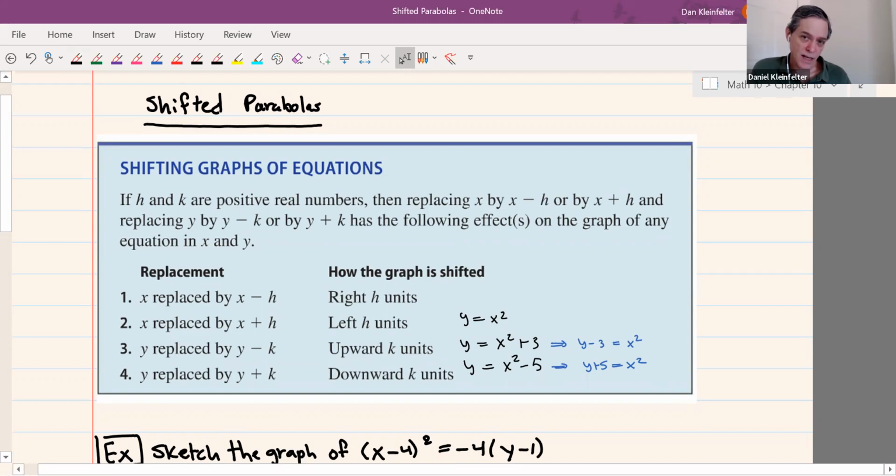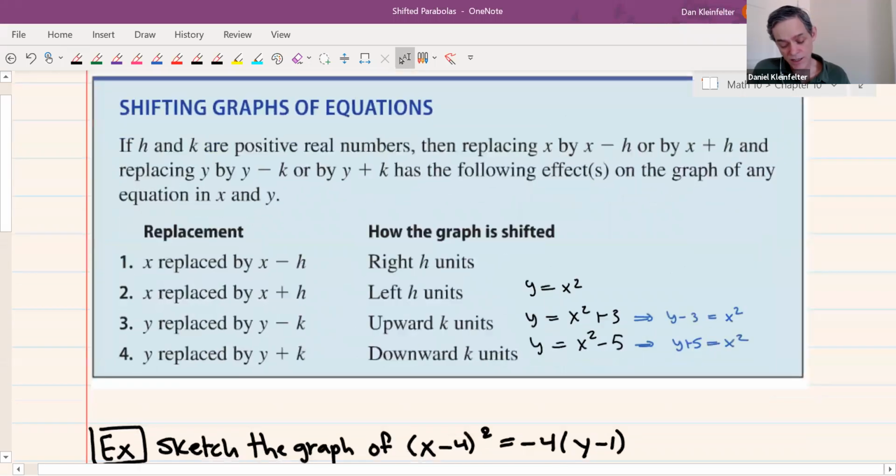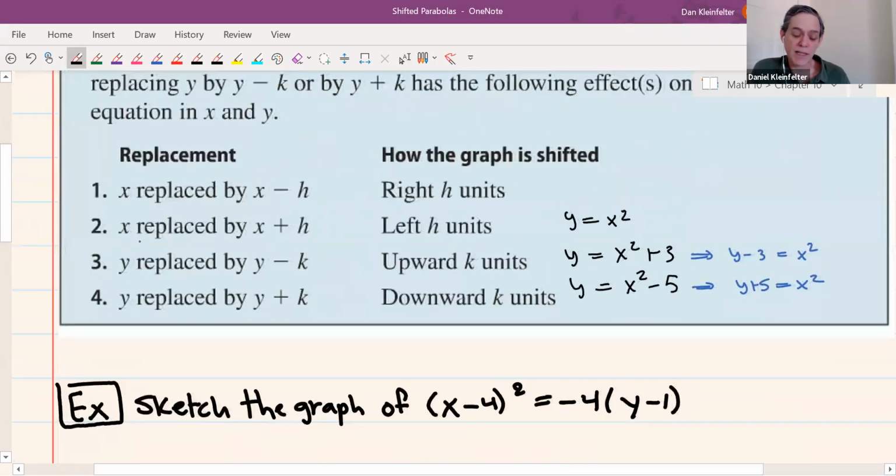So just to review the facts about shifting, in our formulas, if we replace x by x minus h, that will result in a right shift. If we replace x by x plus h, that will result in a left shift by h units. If we adjust the y's, y replaced by y minus k will result in an upshift by k units. y replaced by y plus k will result in a downshift by k units.